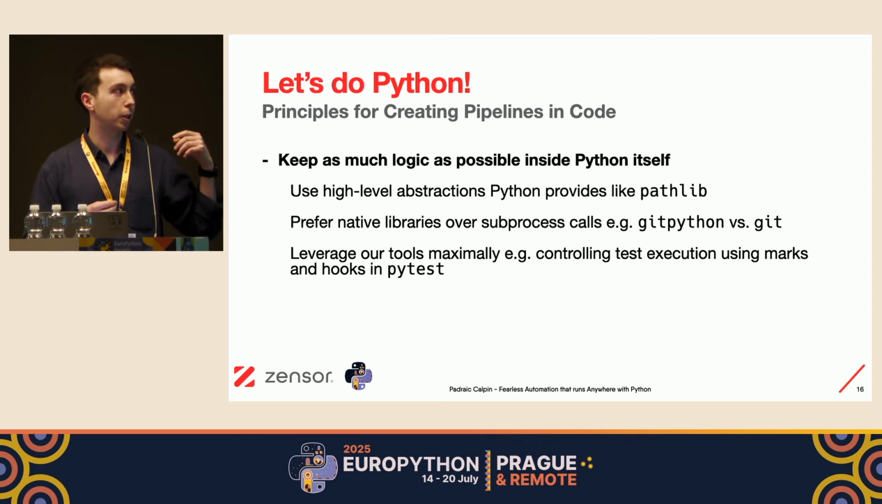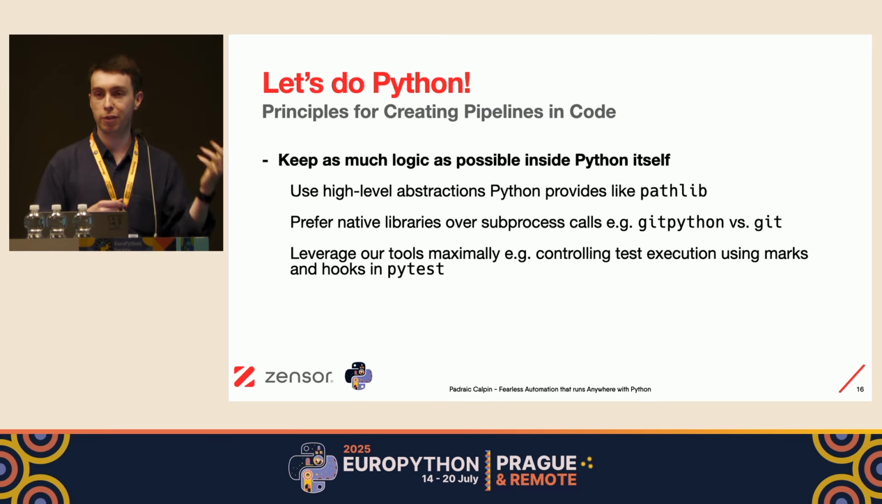It can be simple things like making sure you're always using Python's built-in cross-platform functionality, so say a high-level abstraction like pathlib instead of hard-coding things or using string operations. But it also means that you should look at native libraries and implementations, and you should always prefer those over calls out to the host. Take, for example, GitPython. It's a Python re-implementation of Git, and that might seem kind of strange, but actually, if you have to work with Git in a pipeline, it's fantastic.